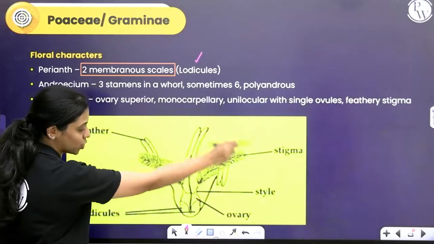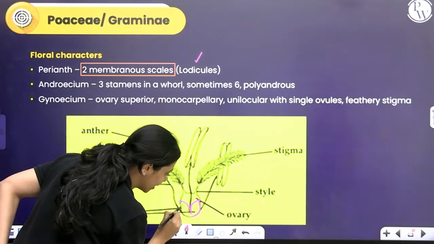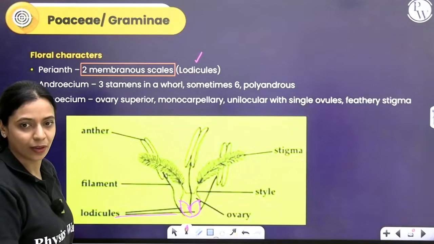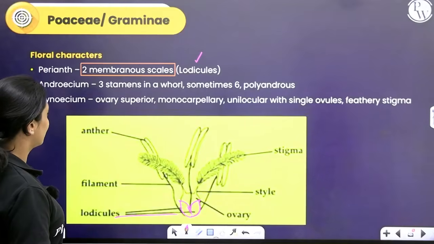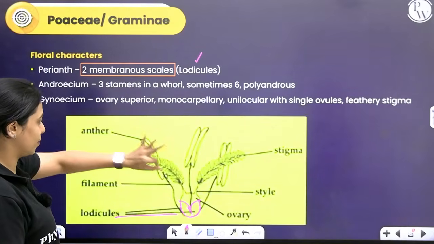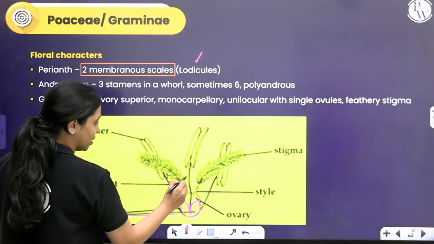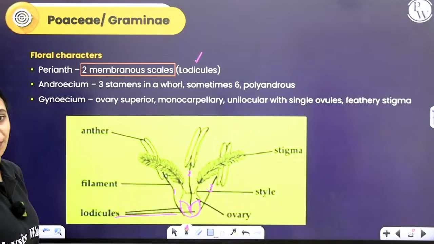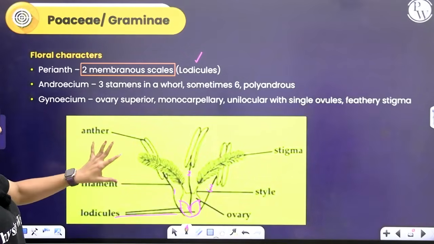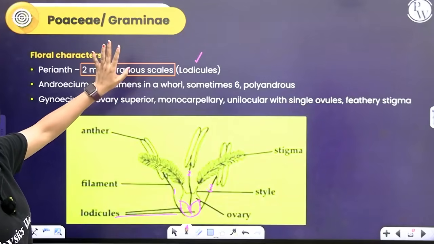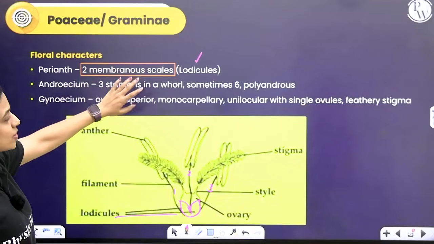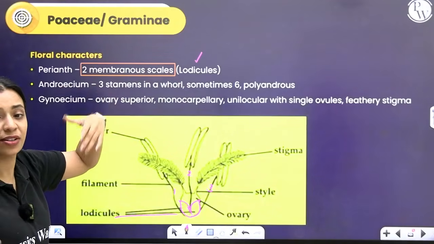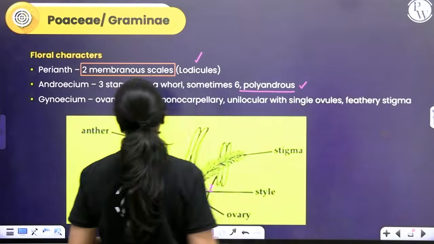Over here, you're looking at just one floret. Whatever I'm outlining in pink right now, it's not really pink in the flower. They are called lodicules. They're very small and scale-like. Talking about the androecium, there will be 3 stamens. Here you have 1, 2 and 3. These 3 stamens are present in a whorl. Sometimes there may be 6. Basically, most monocot families have trimerous flowers, so sometimes there may be 6 stamens in certain families, but there is no fusion here. So we can say that they are polyandrous.